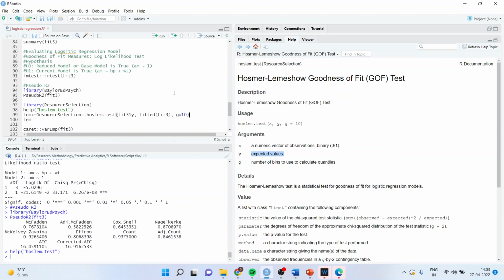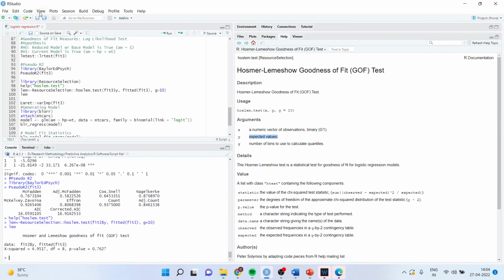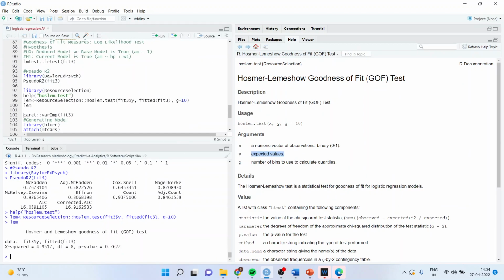When I run this, I get the p-value as 0.7627. Here your p-value should be more than 0.05. I'm again repeating, your p-value should be more than 0.05 here. If the p-value is more than 0.05, it means that the model is fitting very well on the actual data, and this is what we want.